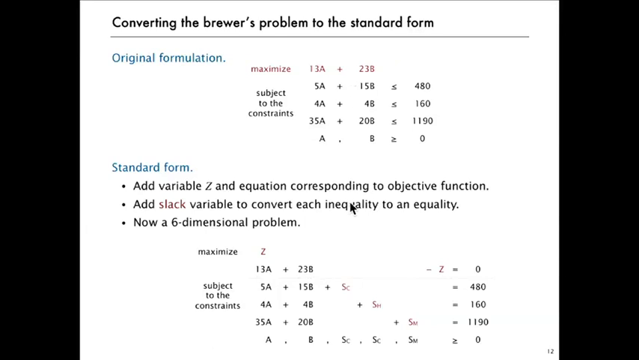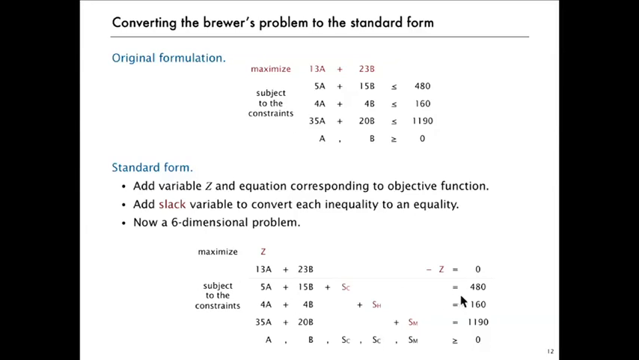And then we just add slack variables to convert each of the inequalities to an equality. It's called a slack variable because it takes up the slack. So if 5a plus 15b has got to be less than or equal to 480, that's the same as saying that 5a plus 15b plus something positive has to equal 480. So it's just saying the same thing. Add a slack variable sc and say that it's got to be positive.